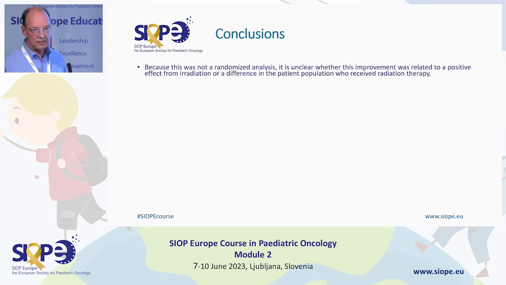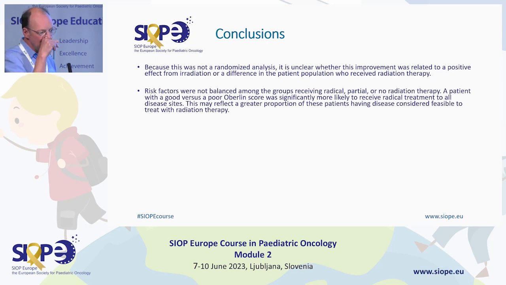So this is the conclusion that the authors drew themselves. They said, well, obviously, that it's not a randomized analysis, and it's unclear whether the improvement was related to a positive effect of irradiation or a difference in the patient population who received the radiotherapy, which is a very valid conclusion. The risk factors were not balanced among the groups receiving radical, partial, or no radiotherapy, and that can be very well explained.